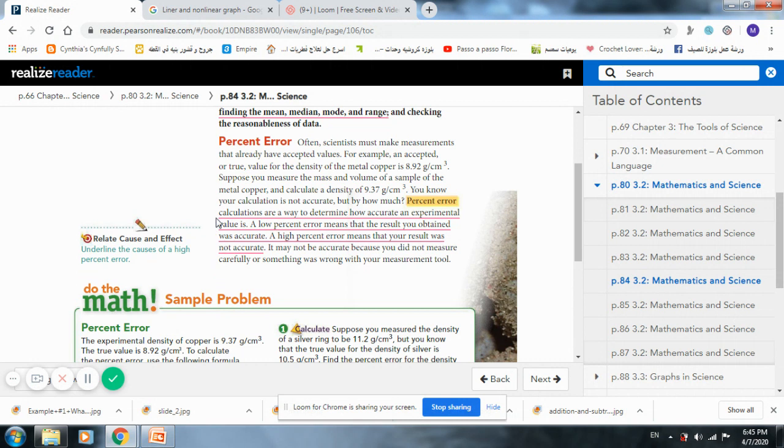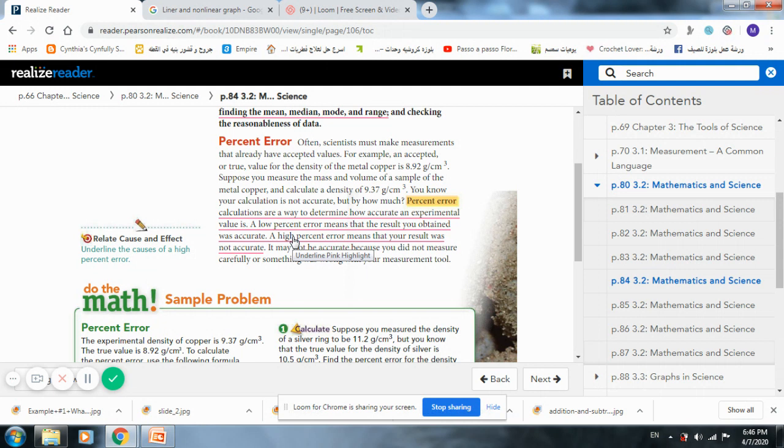Percent error, by definition, is a calculation that is a way to determine how accurate an experimental value is. A low percent error means that the result you obtained was accurate. A high percent error means that your result was not accurate. Now let's give you an example.